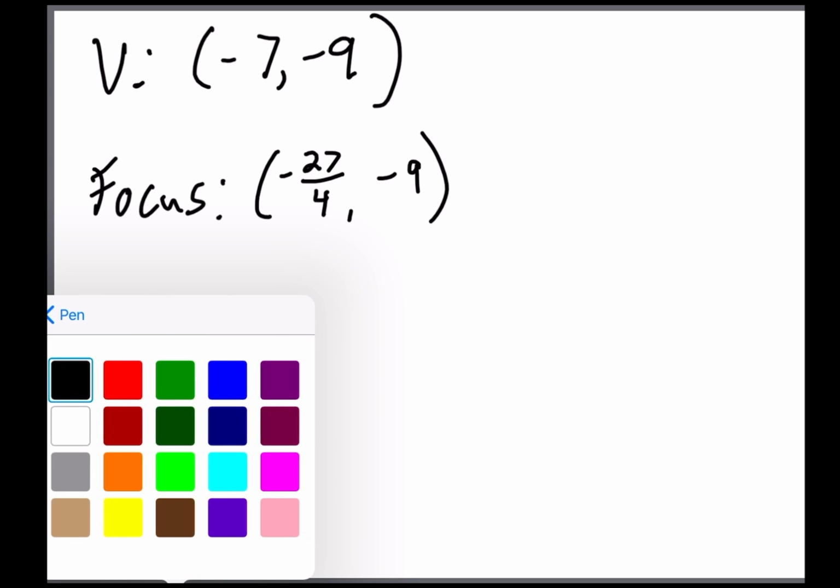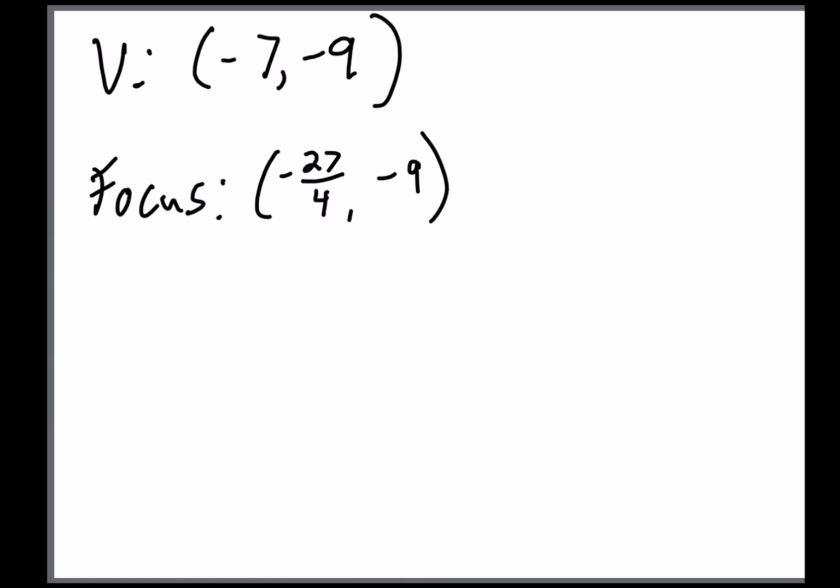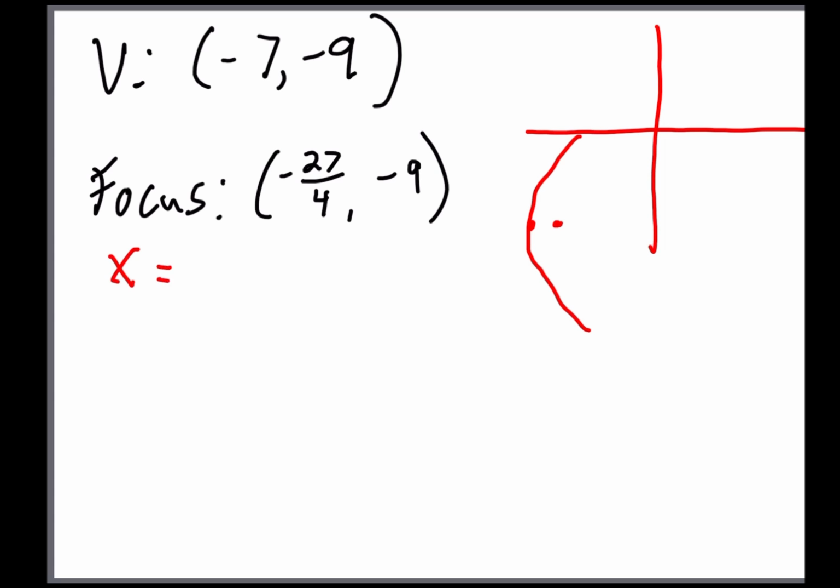I'm going to graph it first just to help myself out, because I want to figure out if this is a y equals or an x equals. So I'm going to graph (-7, -9), which is right there. And then -27/4: 27 divided by 4 is 6.75, so -6.75. That tells me this focus point is about right there somewhere. So my graph is going to go like this. That tells me it's going to be an x equals. So x is equal to a times (y minus k), so y + 9, squared, and then -7. Make sure you flip your h and your k around in this case.